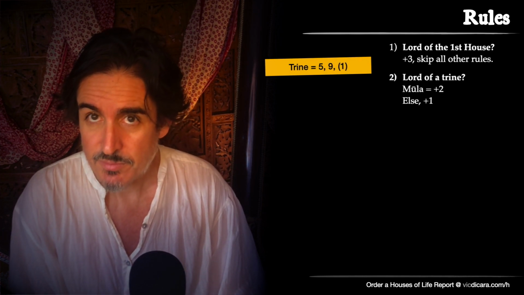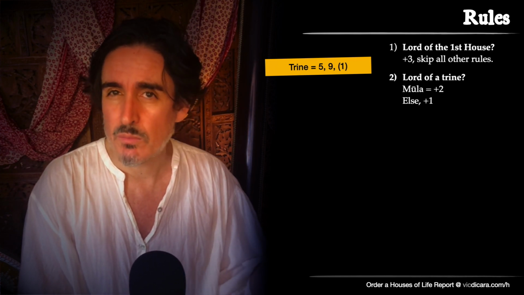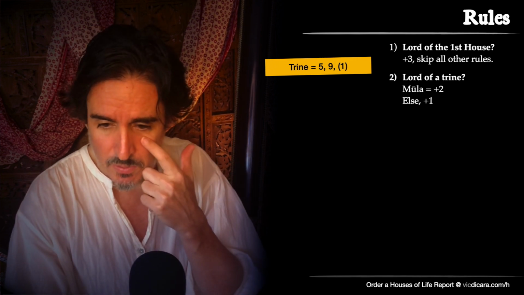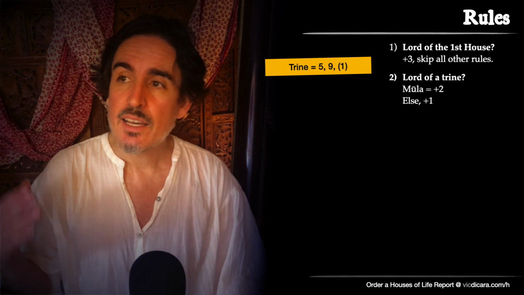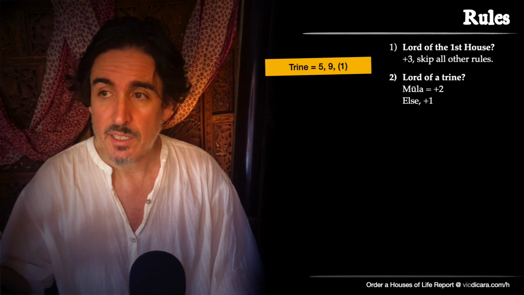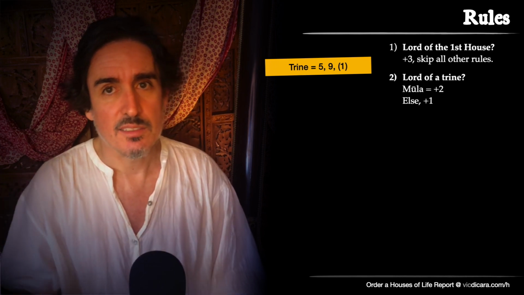Now what if it's not the lord of the first house? Then you look at the second rule and you ask, is this planet the lord of a trine? Which means, is it the lord of house 5, 9, or 1? But 1 is redundant, we already looked at 1. So really, is it the lord of 5 or 9? Now, how do we score it? A planet is a lord of 5 or 9 if its sign is the 5th or the 9th sign from the rising sign.